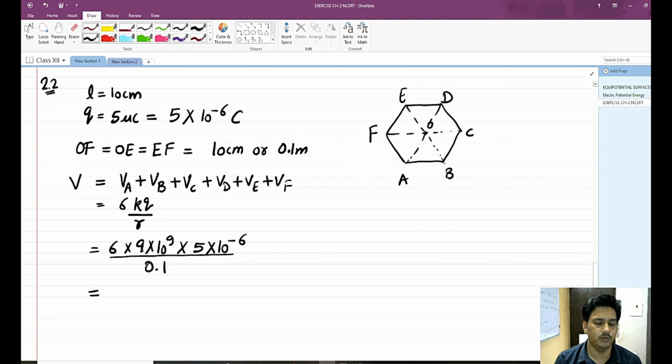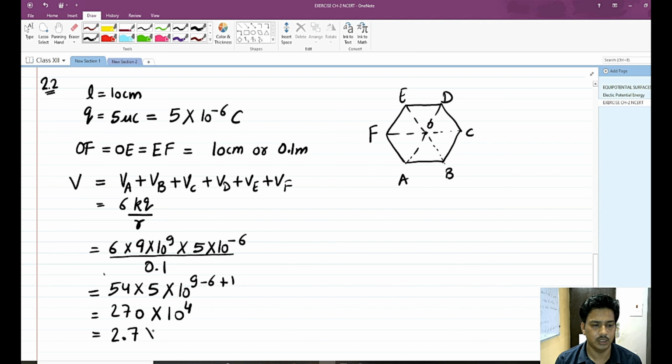Now we are going to solve it. 9 sixes are 54, into 5, into 10 to the power 9 minus 6 plus 1. So it is 5 fours are 20, 27 into 10 to the power 9 plus 1, 10 minus 6, 4. So it is 2.7 into 10 to the power 6 volt.